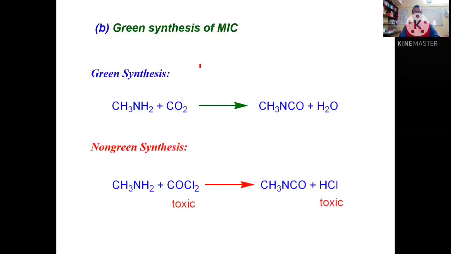So again, this is the green synthesis of another example where you are applying principle 1 to find a green process. This is the synthesis of MIC, meaning methyl isocyanate. And this was the gas which was responsible for the Bhopal gas tragedy in 1984. So this is the green synthesis.